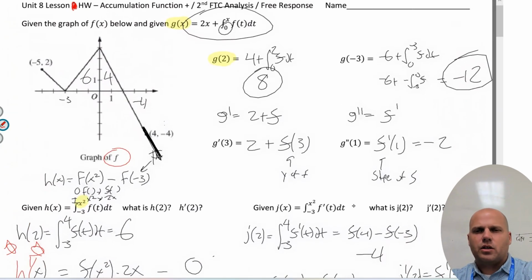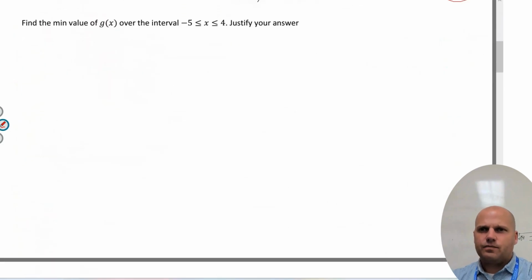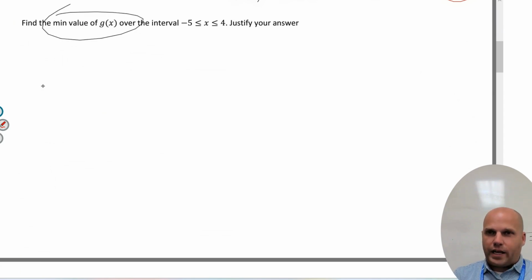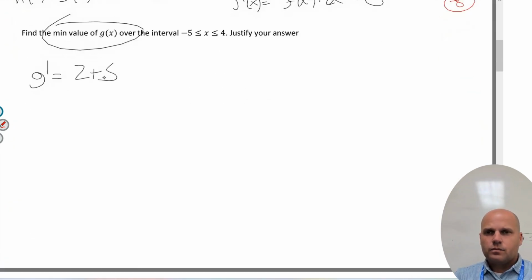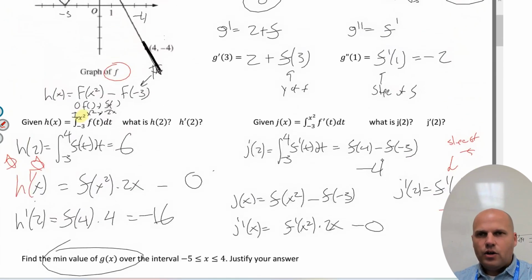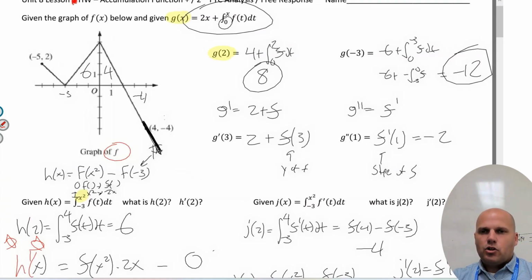Okay, g is the accumulation of f from 0 to x plus 2x. I want to find the min value of g. Okay, well, to figure out g and its behavior, you look at its derivative. Well, g prime is 2 plus f. We found that. Now, 2 ways to handle this. 2 plus f is g prime. If you'd like to, this is your first option, which I don't like, you could adjust this by adding 2 to all of the values. And this is now your graph of G prime.